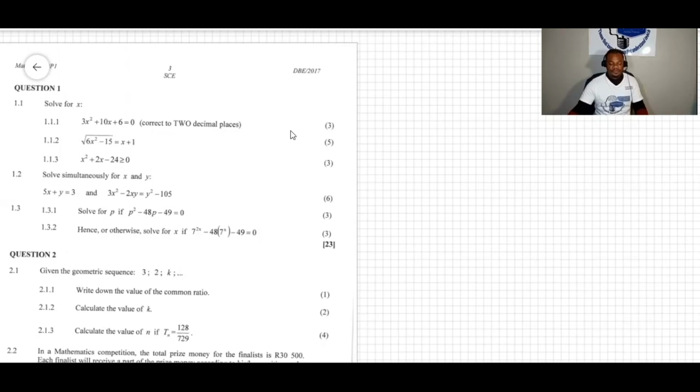All right, we have a question here, question 1.1. Let's say solve for x. In the previous video, we did question 1.1.1. Now we're going to do question 1.1.2. Here is the question: the square root of 6x squared minus 15 is equal to x plus 1. All right, so we need to find the value or values of x.